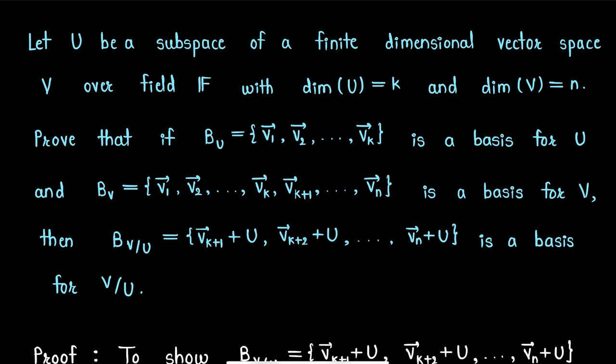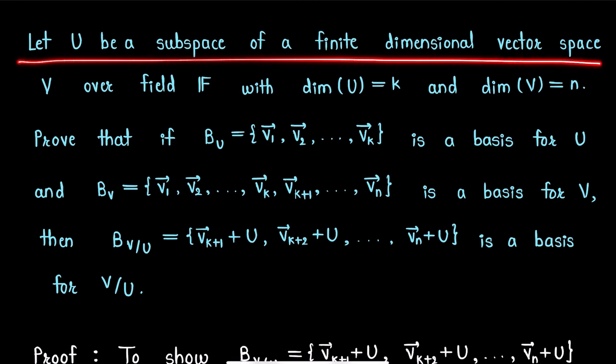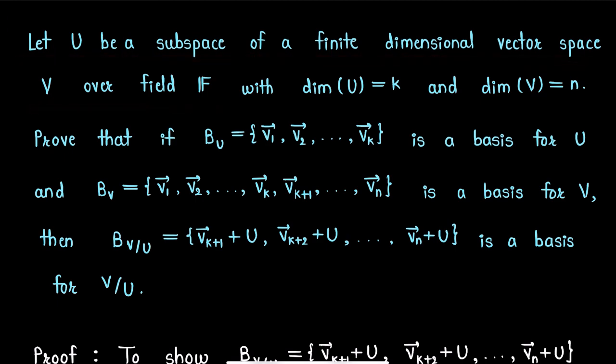In this video, we are going to solve this question from linear algebra. Question is, let U be a subspace of a finite dimensional vector space V over field F with dimension of subspace U equals K and dimension of vector space V equals N. Prove that if the set BU containing these K vectors is a basis for subspace U and the set BV containing these N vectors is a basis for the vector space V, then the set BV modulo U containing these cosets Vk+1 + U, Vk+2 + U, and so on, Vn + U is a basis for the quotient space V modulo U.